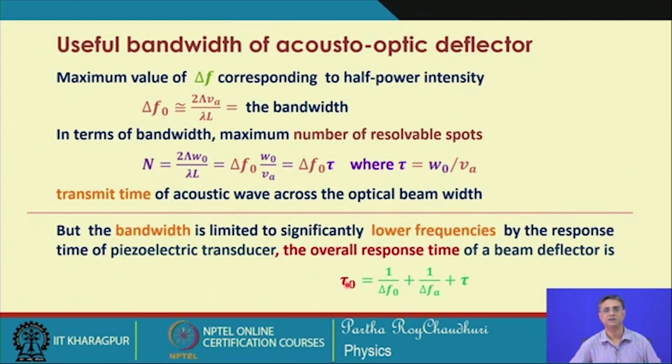If I call this delta f 0, then you have a relation, because it includes the response time of the interaction of the acoustic beam, that is the time of the piezoelectric transducer. The moment you feed the signal, it is not instantly appearing, but there is a response time. So, because of this tau 0, the overall beam deflection response time is related to this. This is the acoustic frequency range, and this is the maximum useful bandwidth, and tau is the beam access time. So, that is again very clear.